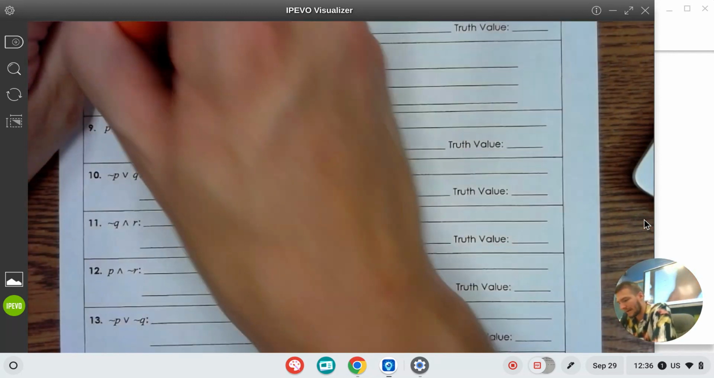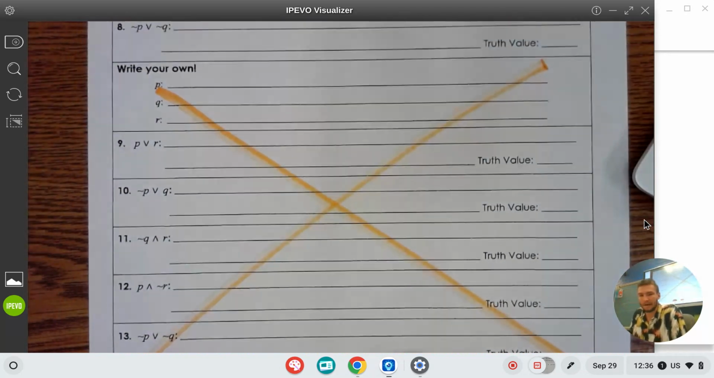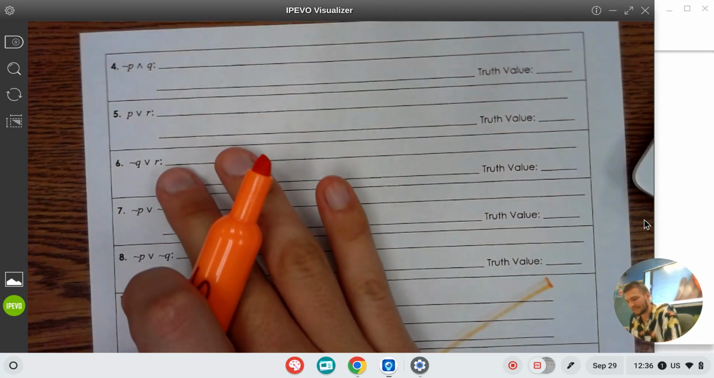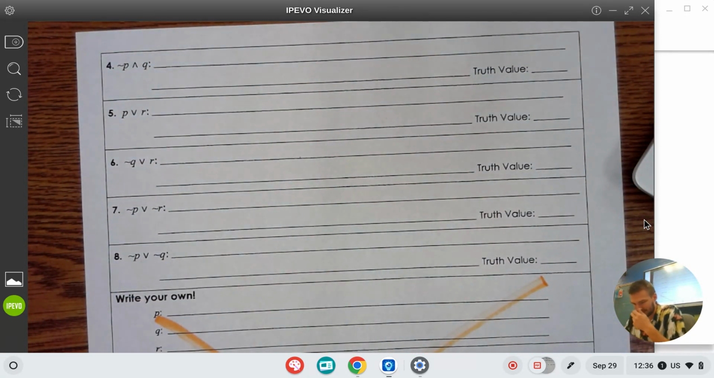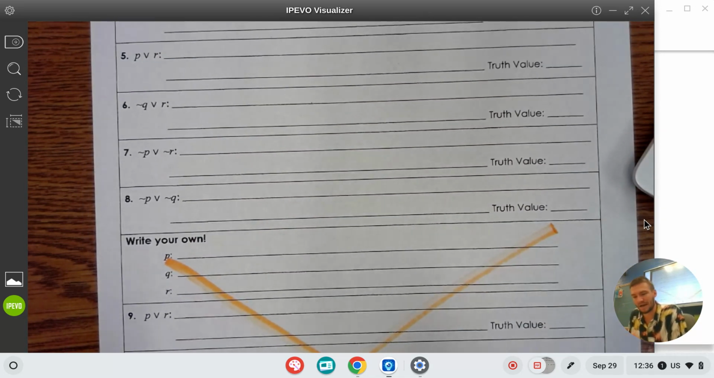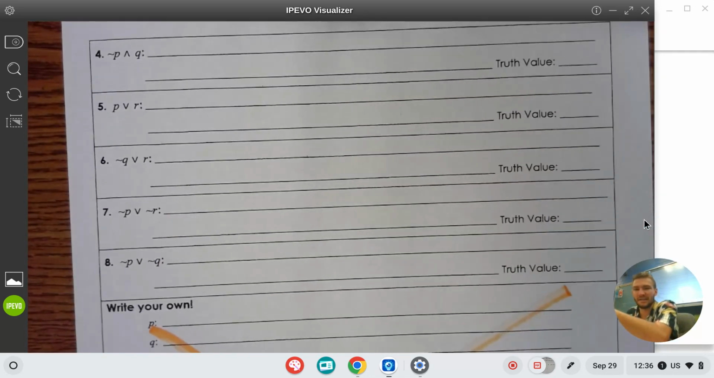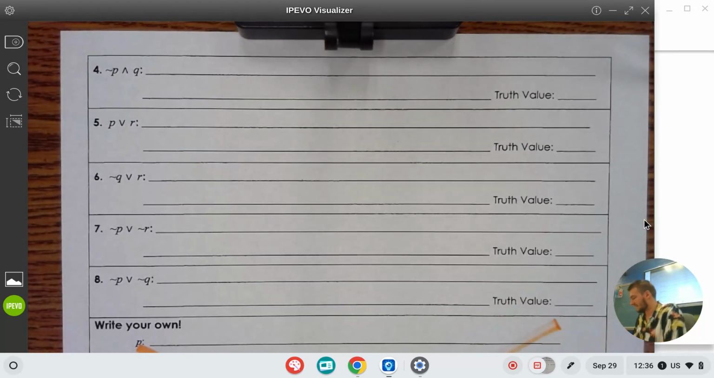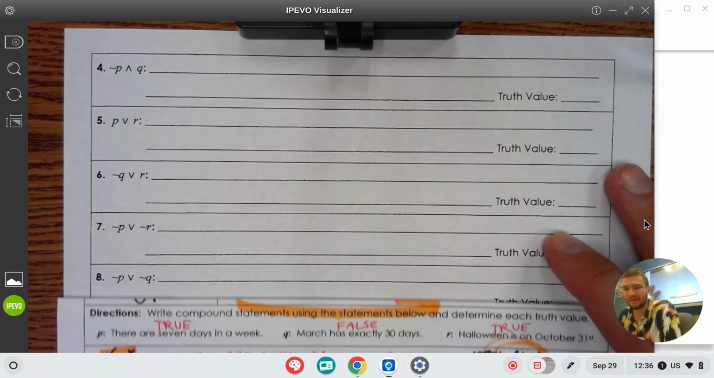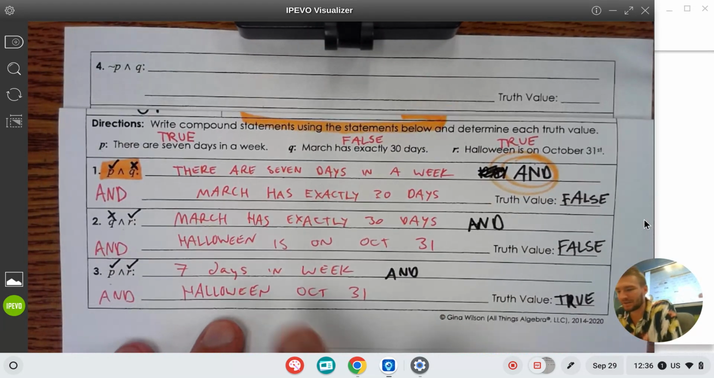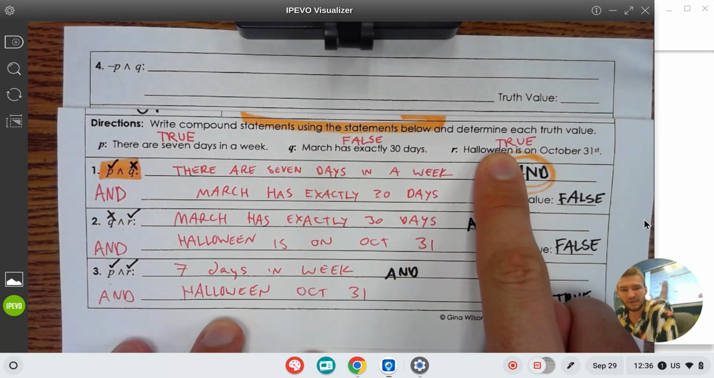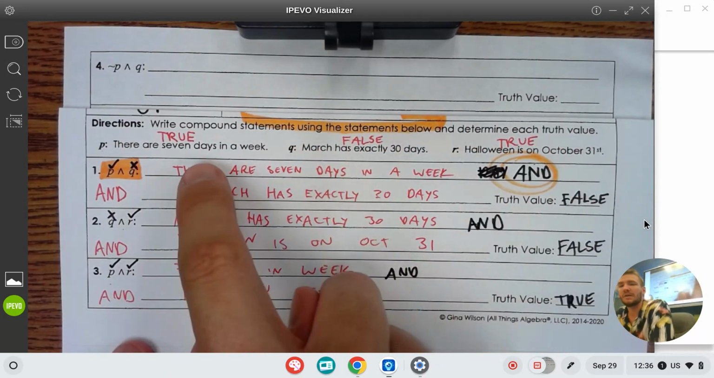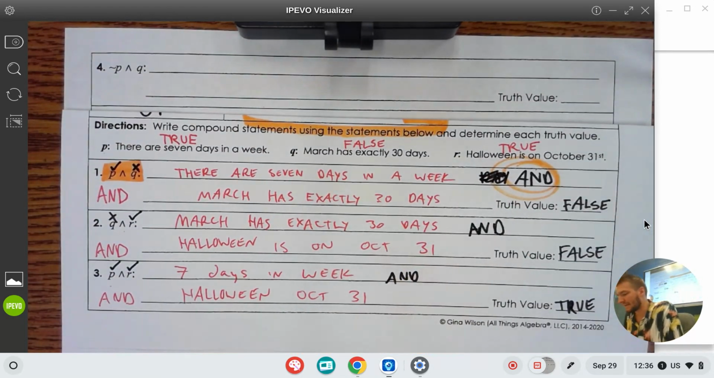Now, here's what we're going to do. We're not going to worry about the bottom, okay? But we are going to do 4, 5, 6, 7, 8, okay? So don't cross those out, but we're not going to be making our own. And we're still going to use the 3 statements from the front of the paper, which is why I give you 2 separate sheets so that you can look back and forth. All right? So here's my PQR. 7 days, March, Halloween.